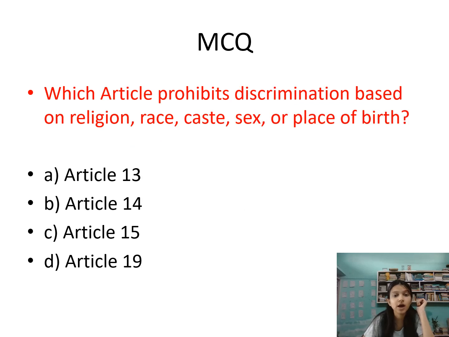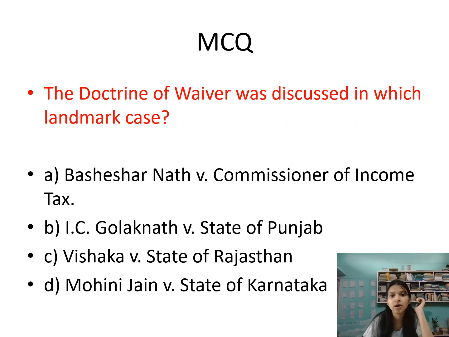The next we have, which article prohibits discrimination based on religion, race, caste, sex or place of birth? So it would be Article 15 only, which talks about all kinds of discriminatory factors. The next we have, the doctrine of waiver was discussed in which landmark case? Basheshar Nath versus Commissioner of Income Tax, I.C. Golaknath, Vishakha or Mohinidin. So the doctrine has been discussed in this case.